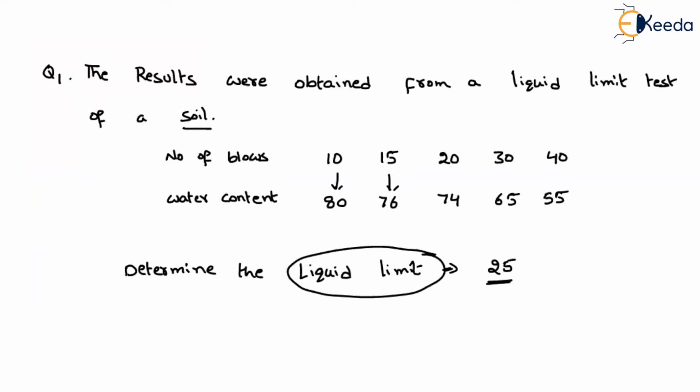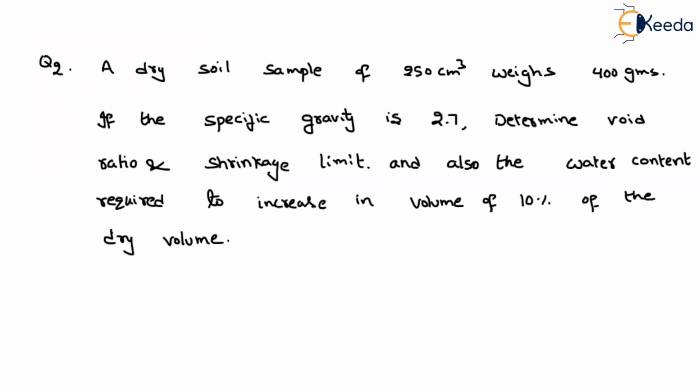Okay, now move on to the next question. First understand the question. A dry soil sample of 250 centimeter cube weighs 400 grams, and the specific gravity is 2.7. That means there is a dry sample, its weight, volume and specific gravity are given, and determine the void ratio and shrinkage limit. Also the water content required to increase the volume by 10% of the dry volume.